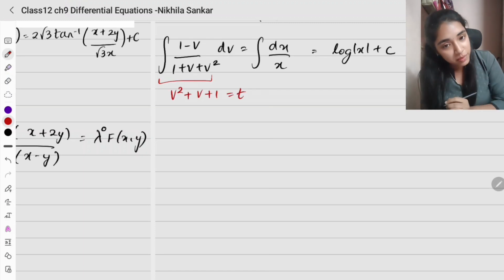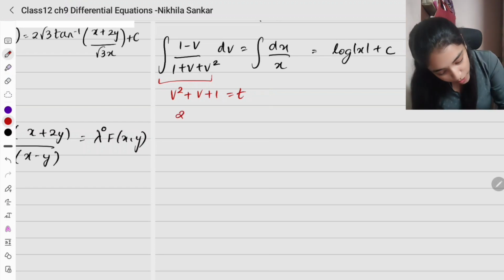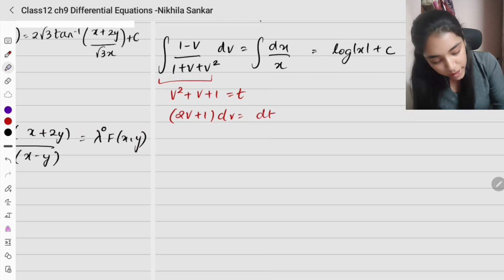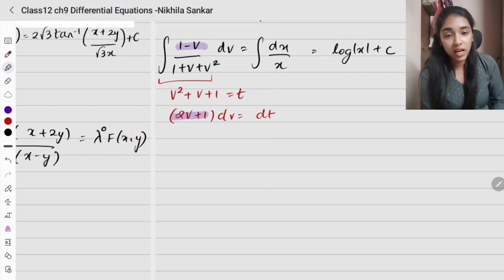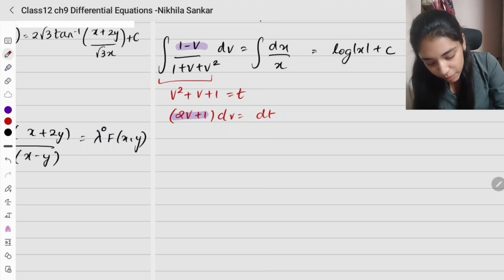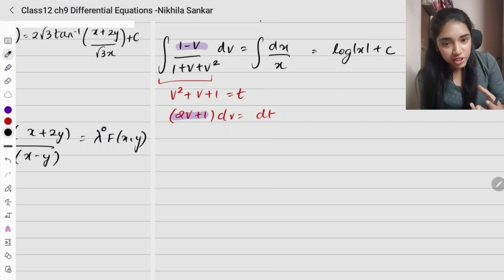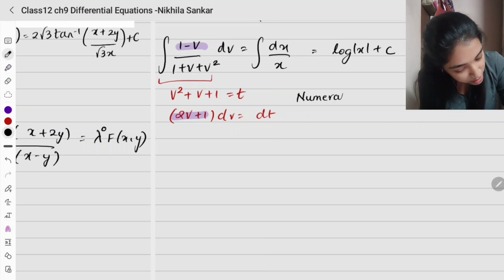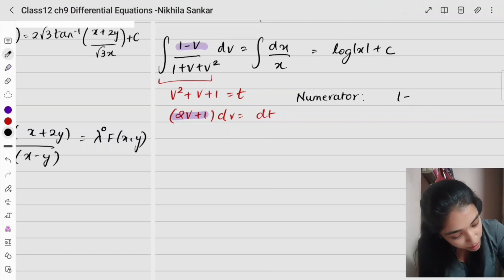So if we do the substitution method, what will we do? I'm going to take this as t. 2v plus 1 differentiated times dv is going to give me dt. So if the numerator had 2v plus 1, I could do the substitution, but I see that there is only 1 minus v. So instead of doing the partial fraction method, what can we do simply is take only the numerator. The numerator is 1 minus v.